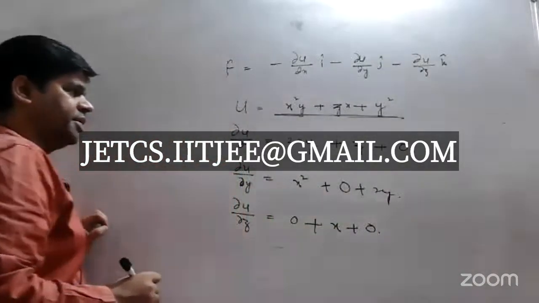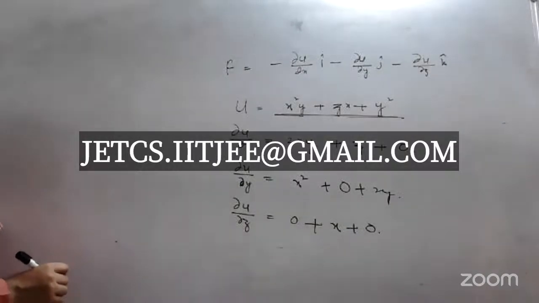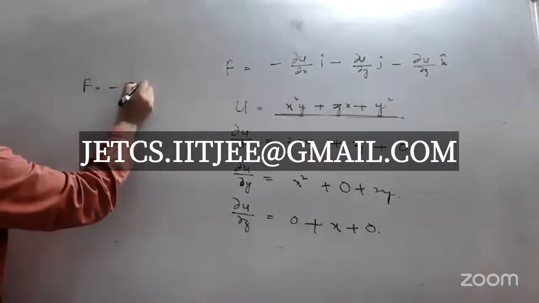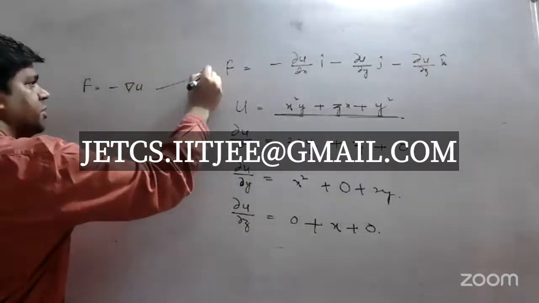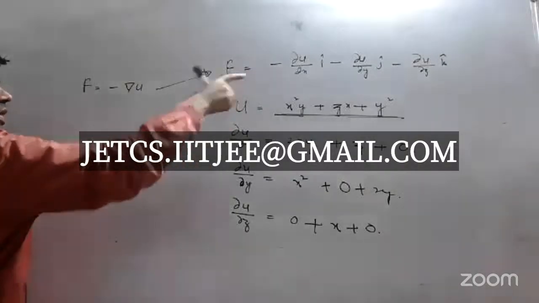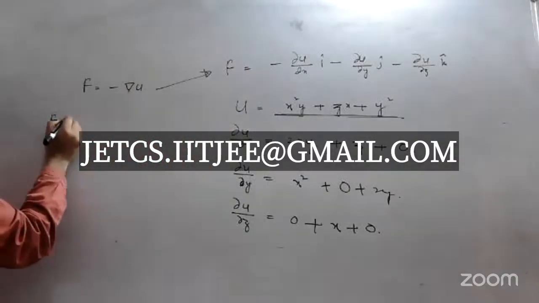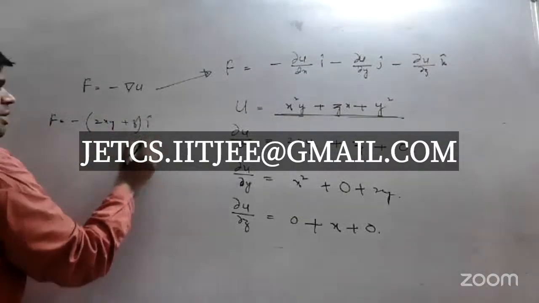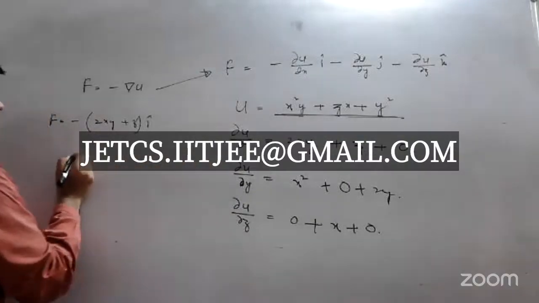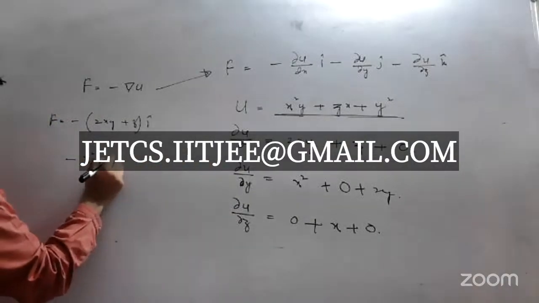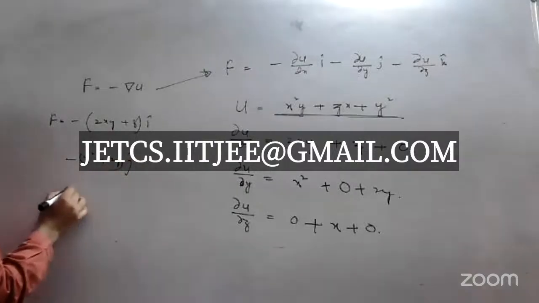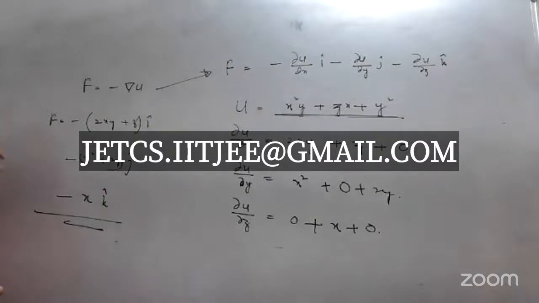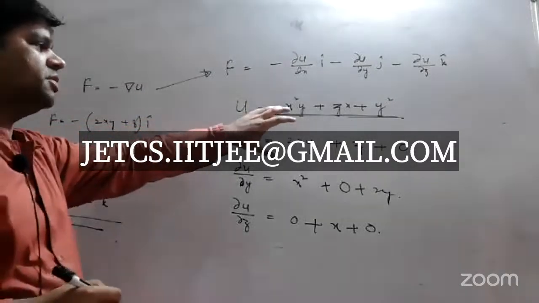Right, that's it. So now my force F is equal to minus del u. I'll write du dx i cap. So my F is (2xy plus z) i cap minus (x square plus 2y) j cap minus x k cap. This is my force. Net force acting on the particle in this potential energy function is this.